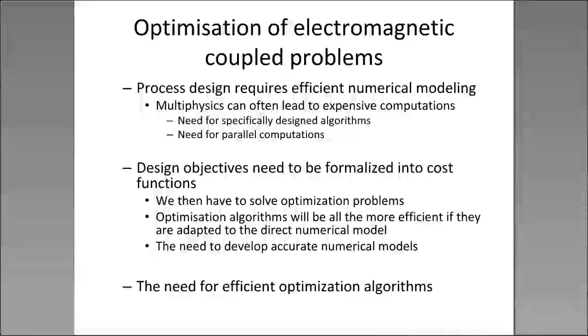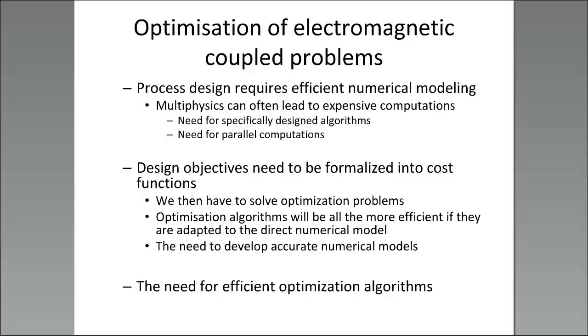And so, of course, when you do process design, it requires efficient numerical modeling because, as I said previously, the direct numerical electromagnetic coupled problem can already be quite expensive in terms of CPU time. And so you need, in fact, to have some specifically designed algorithms and some parallel computation in order to be able to get your results in a quite reasonable time.